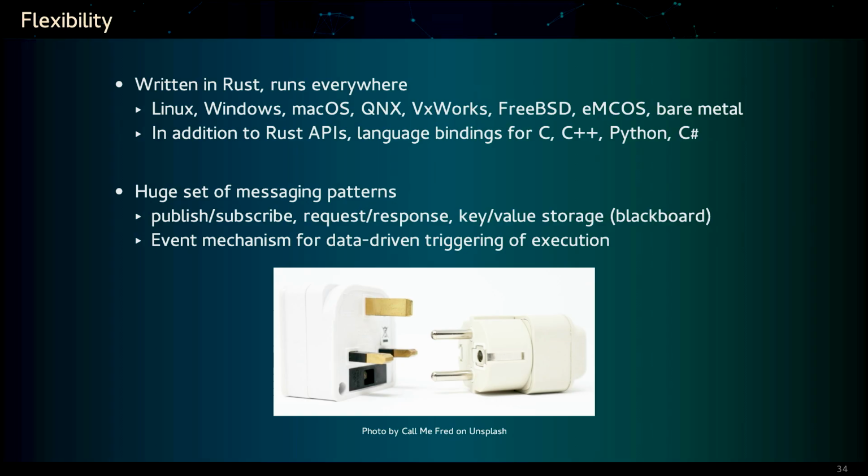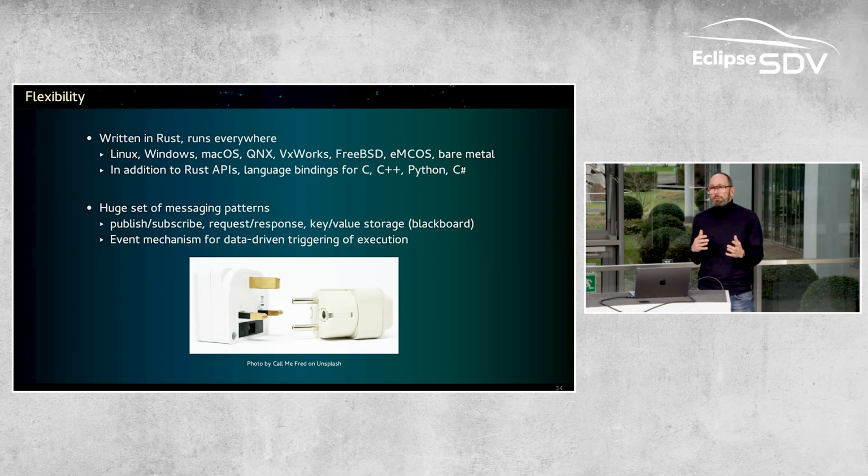The third property is flexibility. iceoryx2 is written in Rust, but it already comes with language bindings for C, C++, Python, and C#. And it already runs on a bunch of operating systems: Linux, Windows, macOS, QNX, a few more, even bare metal.